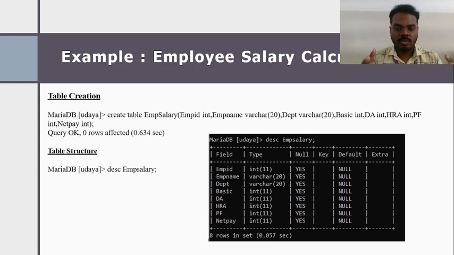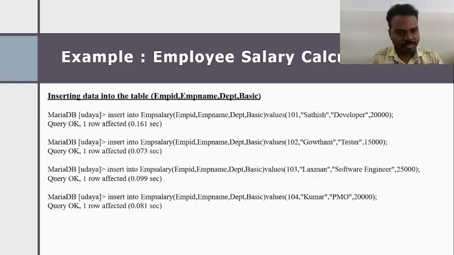So if you want to know the entire table structure, you need to use the command DESC space table name. Okay, so far we are done with the table. The next step is we need to insert the records. For employee salary calculation, we are going to insert only 4 columns.